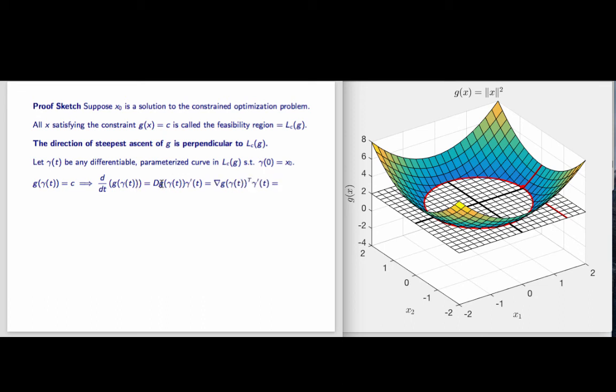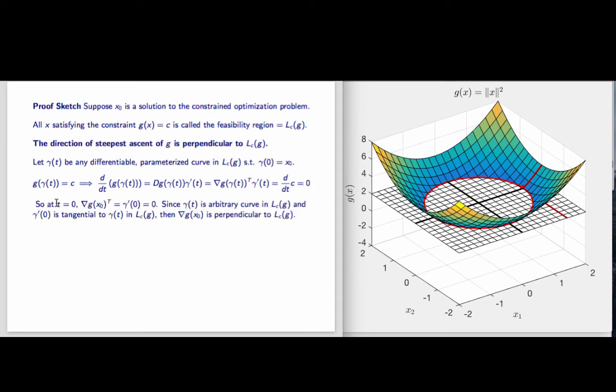The derivative of g is the gradient transpose, again evaluated at gamma. Now, gamma prime of t, that's a tangent, right? The derivative of a parameterized curve is a tangent vector to the curve. Again, this is equal to the derivative of c, which we know to be 0.